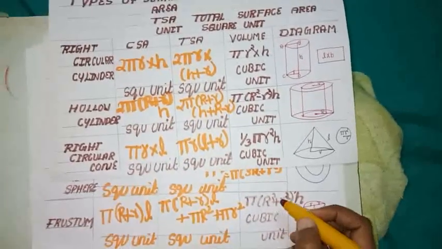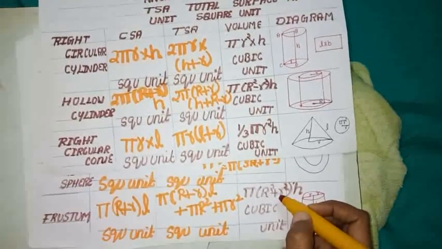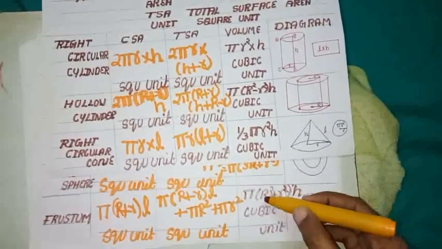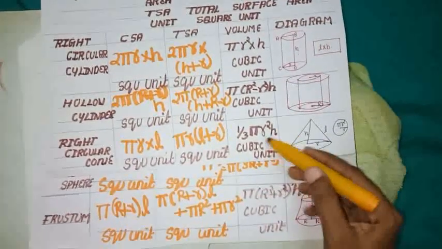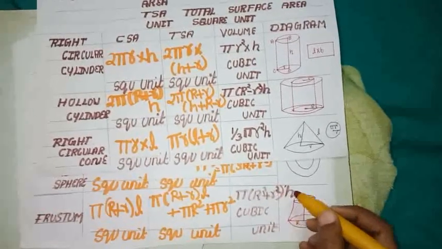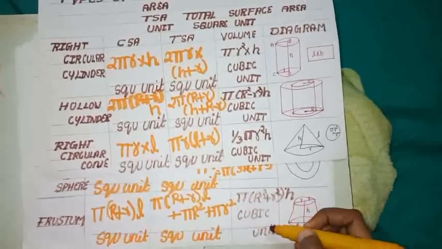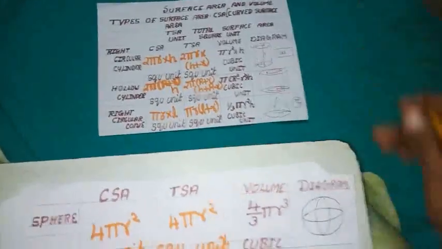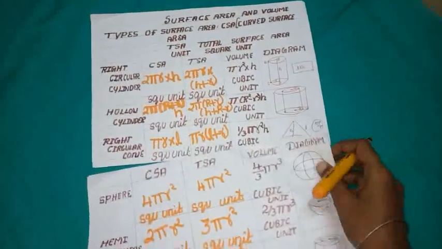Volume formula. The first-term volume formula is nothing but pi r square h. So here also, only r is going to change: pi into caps R square plus small r square into h. Cubic unit. Now this part is over.